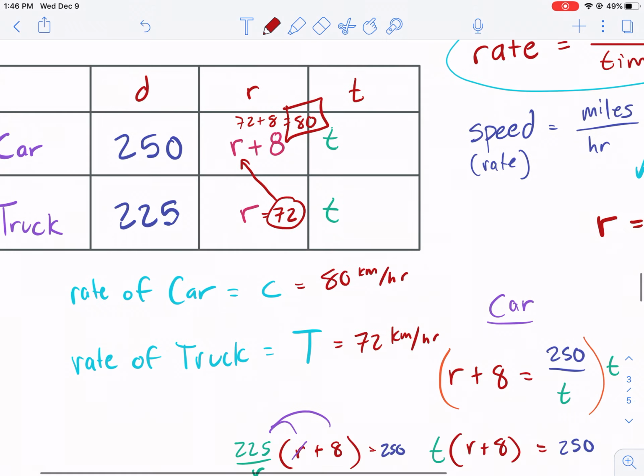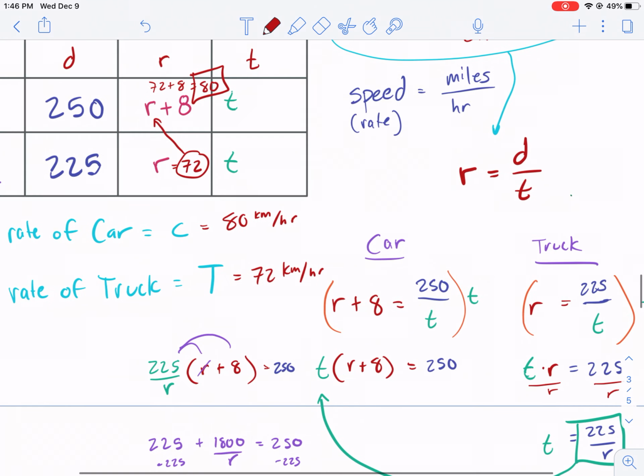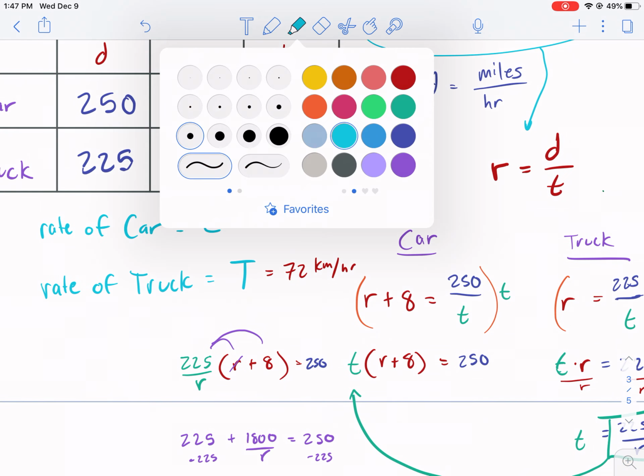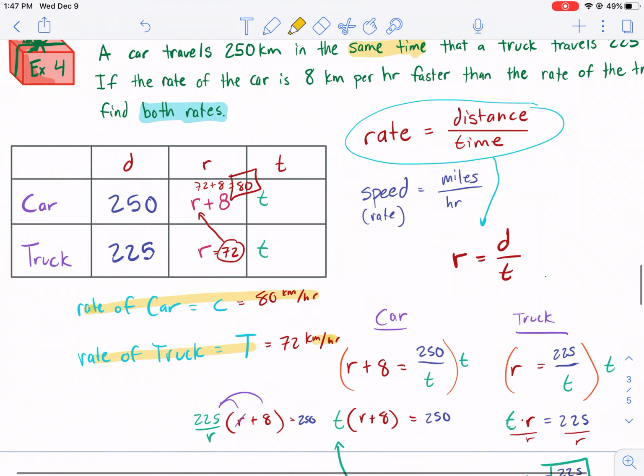And that's how you do this problem. This time we used substitution instead of elimination. Sometimes that's just easier, but you can use either method, and there's our two answers. So a little bit more complicated of a problem.